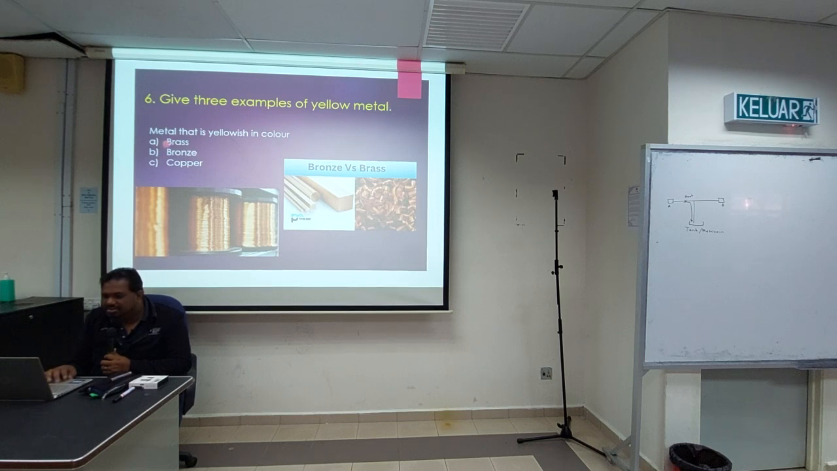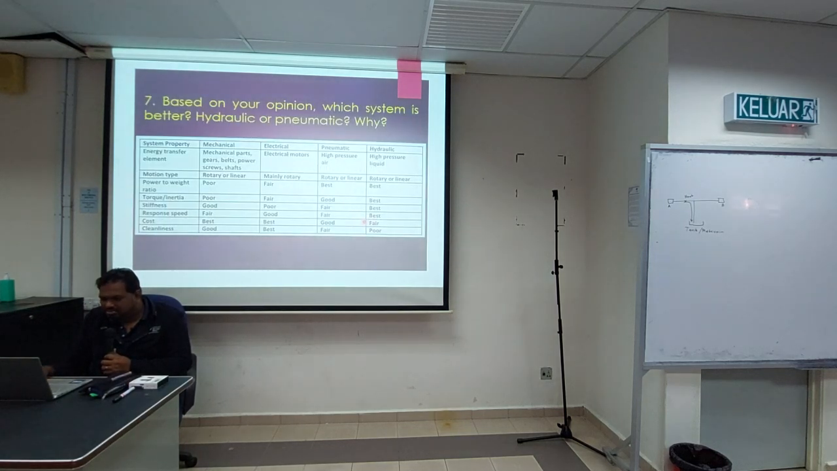So what is yellow metal? Yellow metal is metal that is yellowish in colour. So any metal that is yellow, or a colour like this. Okay, a colour like this.